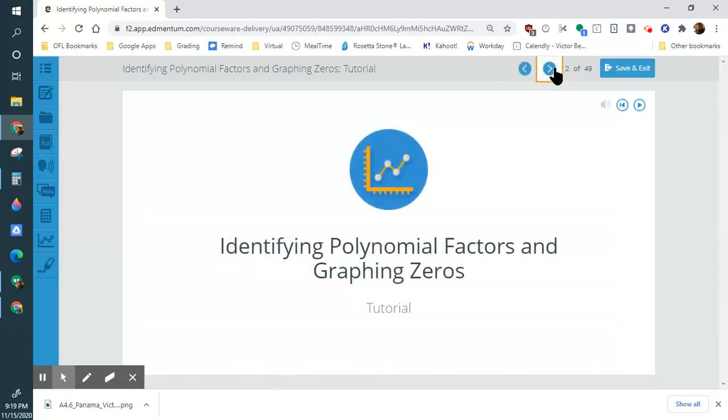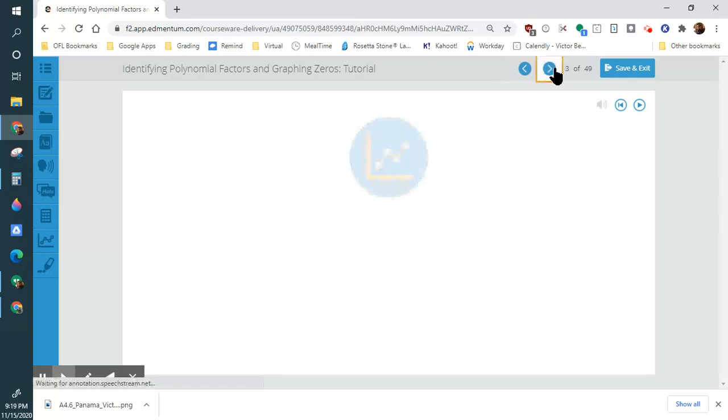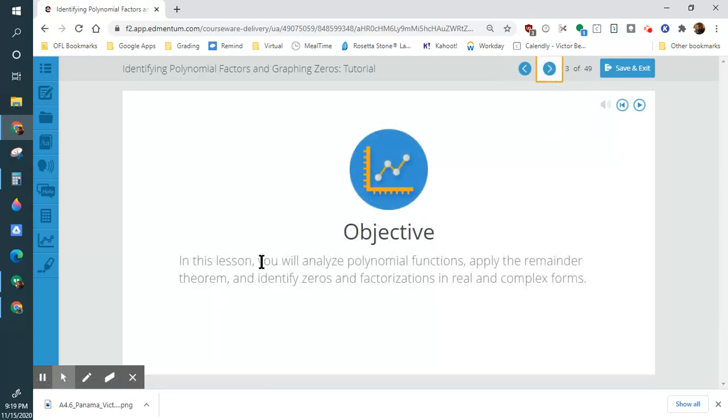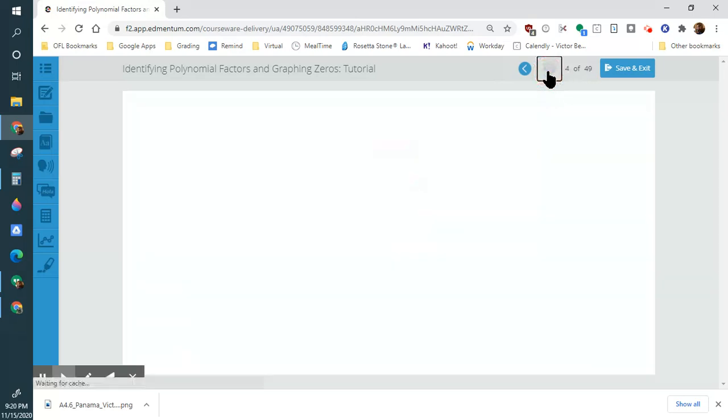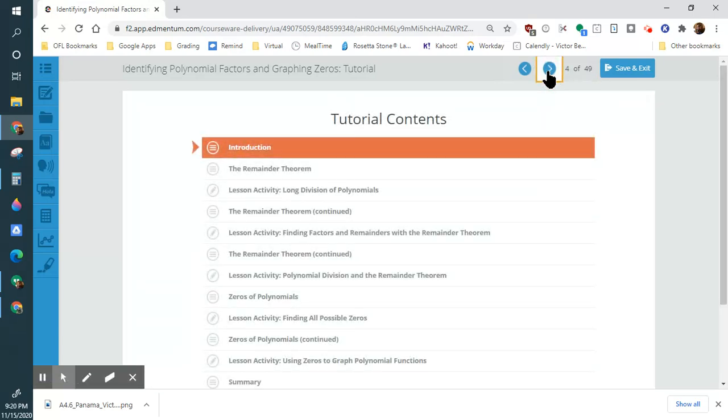Might have to do a two-parter, but last time I was surprised at how fast we were able to get through the slides. So the objective for this lesson is to analyze polynomials, apply remainder theorem, and identify zeros and factorizations in real life and complex forms. So let's get into the lesson.